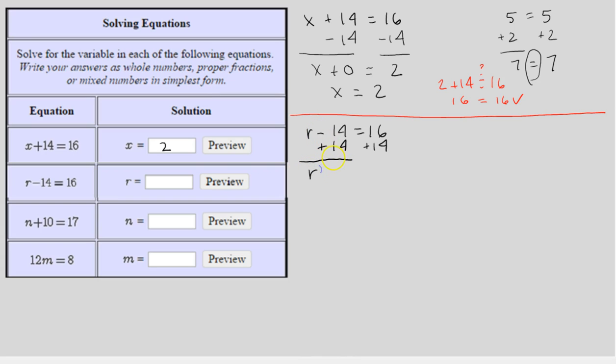So now I have r. We know minus 14 plus 14, they're opposites, they cancel each other out. I could put plus 0 like we did here, and you can still do that, but I'm going to skip that step now that we're familiar with it. r equals 30. So now let's check our result. Well, I'm going to replace r with 30. Does 30 minus 14, does that equal 16? And if we do this subtraction, we will in fact get 16 again. So this checks. So our answer is r equals 30.